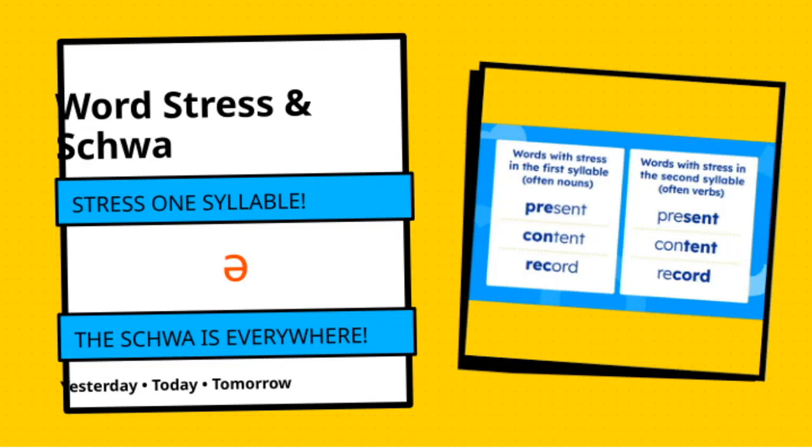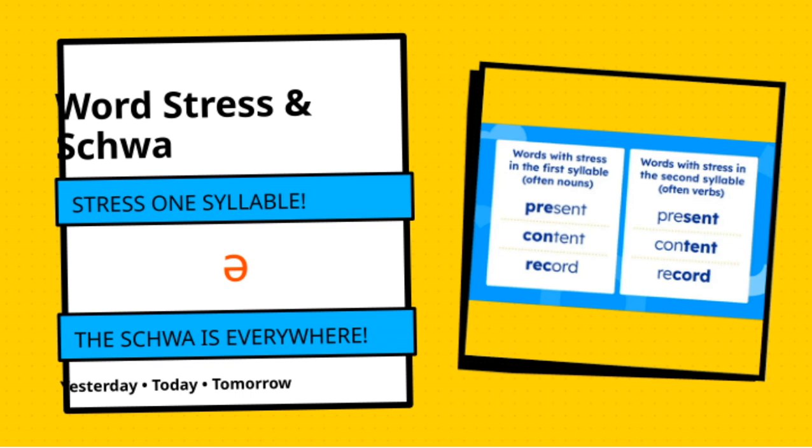Yesterday, today, tomorrow, these words show us how the schwa, the most common vowel sound in English, is everywhere. It appears in many different words and contexts, no matter the time frame we're talking about. The key point here is that the schwa is a constant presence in our pronunciation, making speech more natural and fluent. Now, let's talk about stressing one syllable.